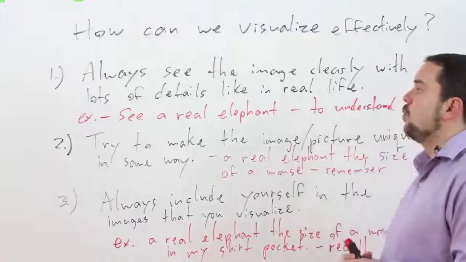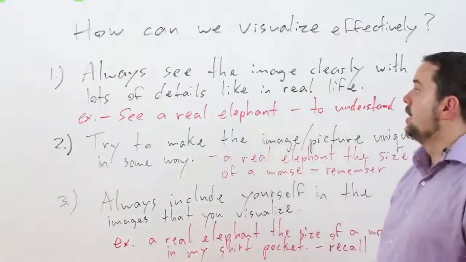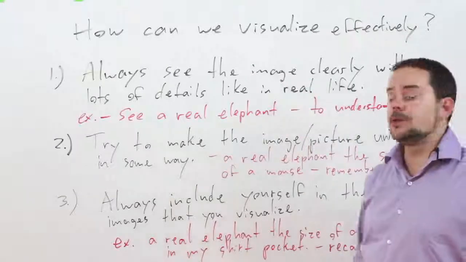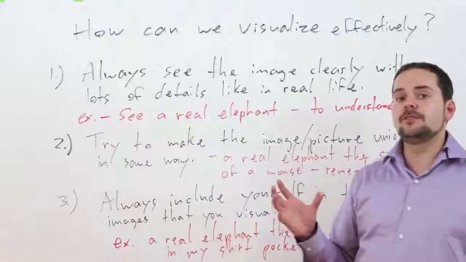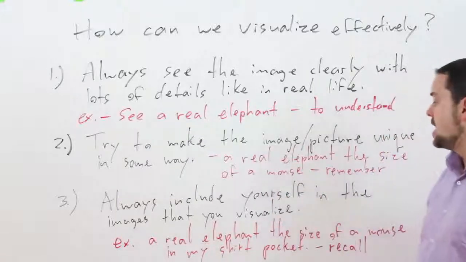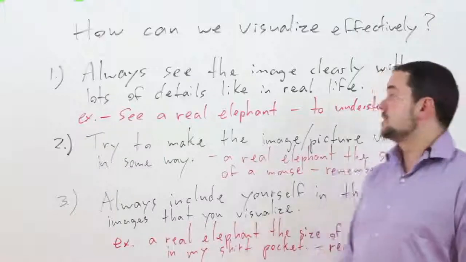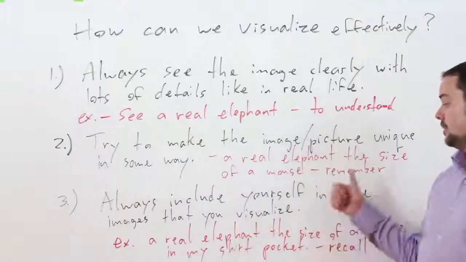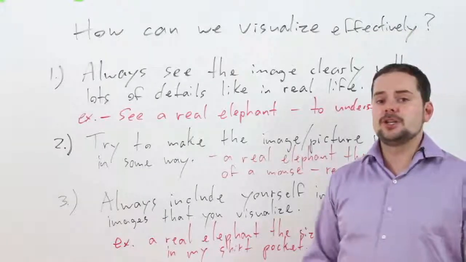All right, so this is one way of how you can practice your visualization. Number one, make the image clear. Number two, try to make the image different or unique in some way. And number three, include yourself in the image. This way you're going to understand, you're going to remember, and you're going to recall the information.